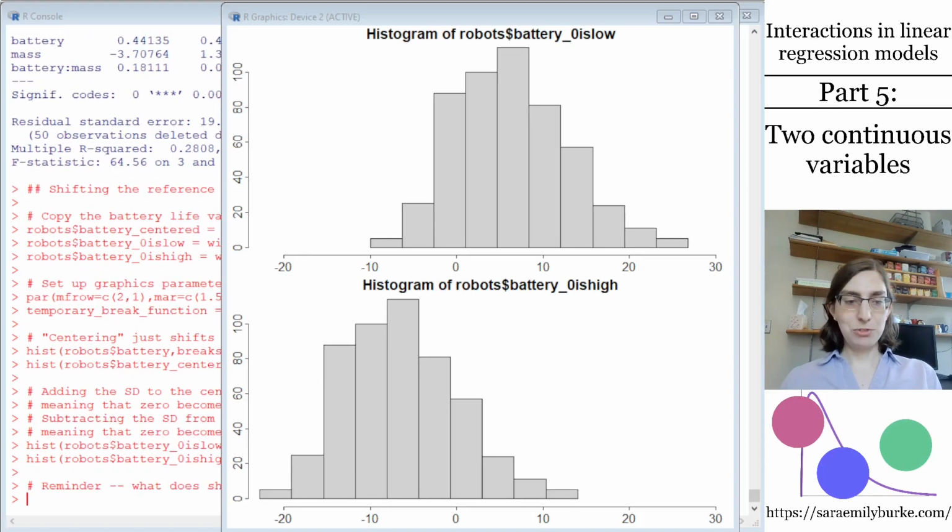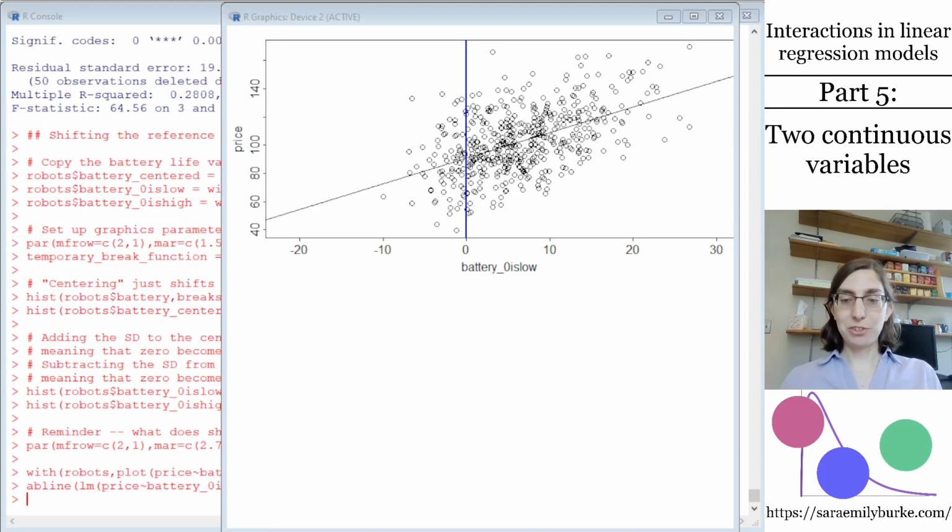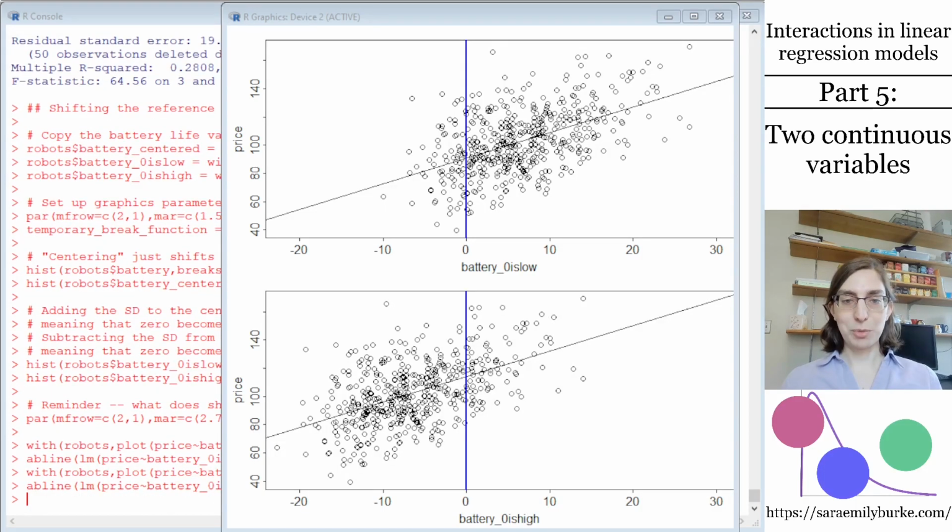Let's remember what shifting by a constant does to a regression intercept. Here is a plot of the regression slope and intercept for the battery 0 is low variable. And here is a plot of the regression slope and intercept for the battery 0 is high variable. You can see another representation of what I did to the distribution of battery life by creating this 0 is low and 0 is high version. The cloud of points is exactly the same, but in the 0 is high version, it's shifted over so that they mostly fall below the y-axis, the 0 point, and in the 0 is low version, they're shifted up so that they mostly fall above the y-axis, the 0 point.